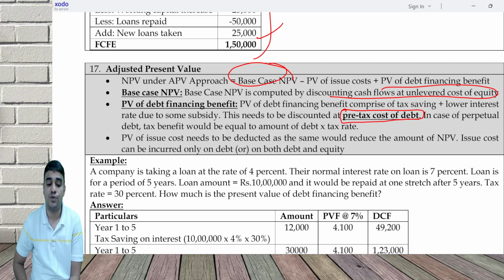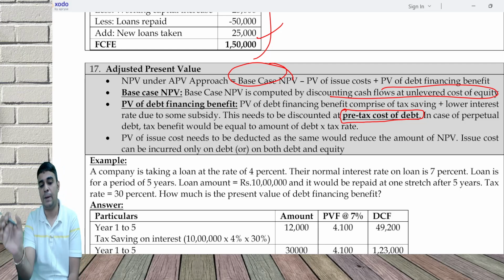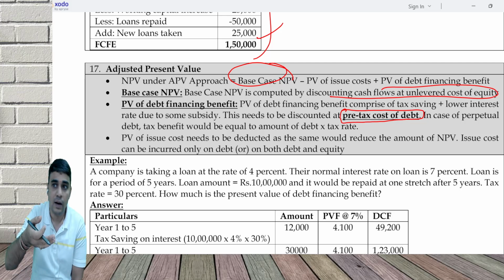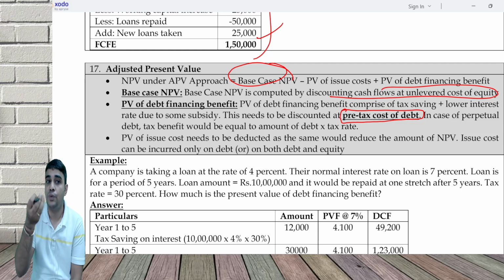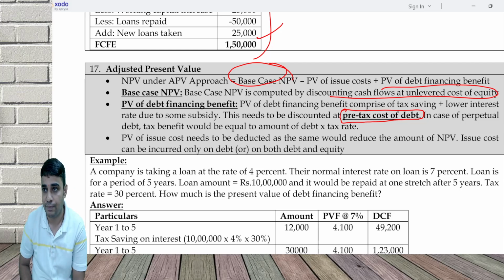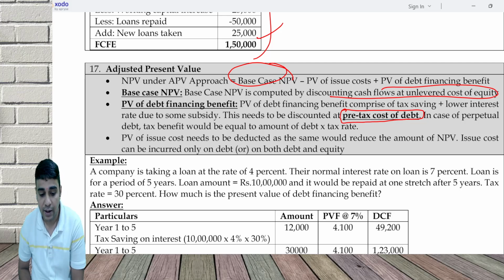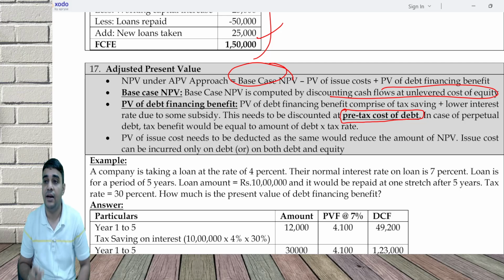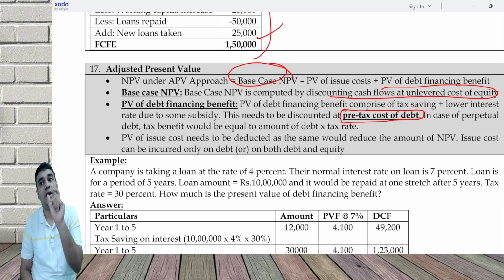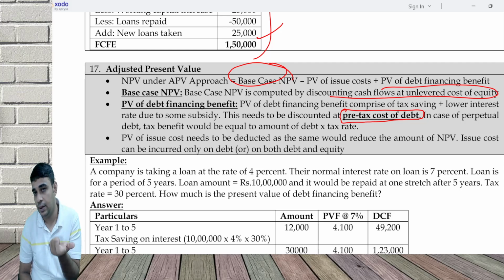PV of issue cost. First you did a base case NPV, then you added the debt financing benefit. If I have to do a project, I need to raise debt and equity. For raising that, you may have to incur some underwriting costs, flotation costs, some commission. Please subtract that in your NPV calculation. There can be an assumption that the issue cost is incurred only on debt, or on both debt and equity. That depends on your assumption.